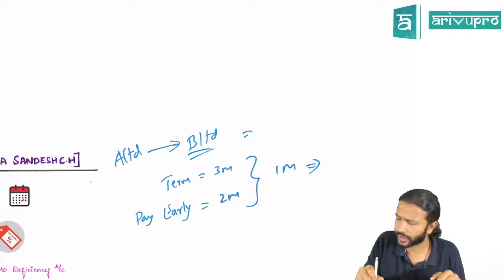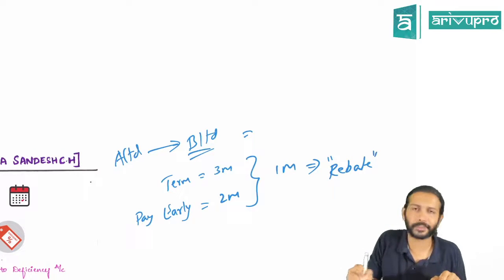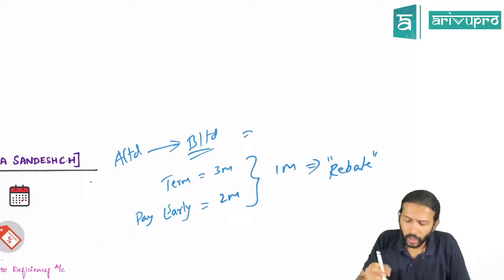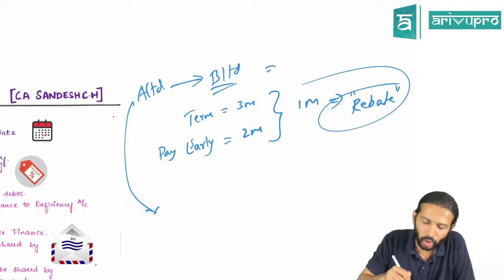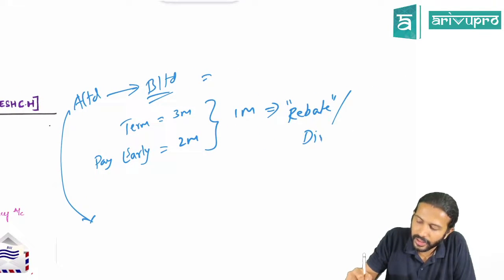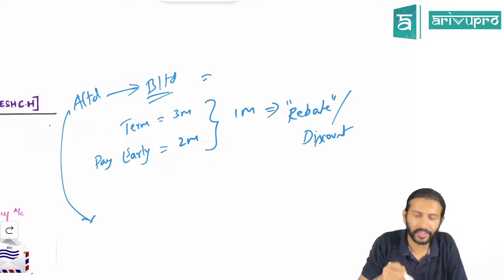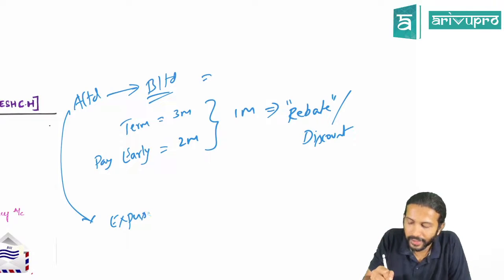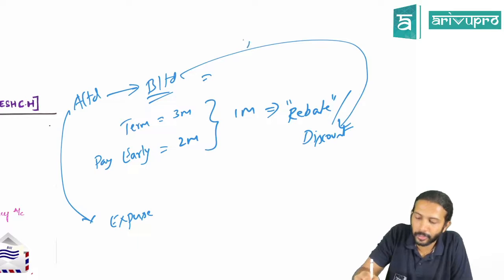You can either call it a discount or you can call it a rebate. Now tell me, for A Limited, is this discount or rebate an expense or income? A Limited is giving the discount to B Limited, so for A Limited this discount will be an expense. However, for B Limited, this will be an income.